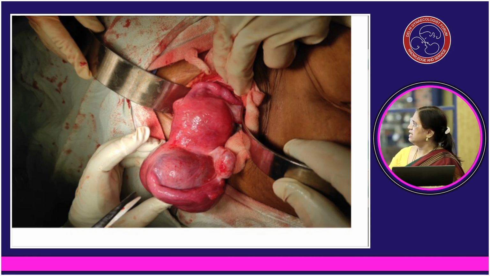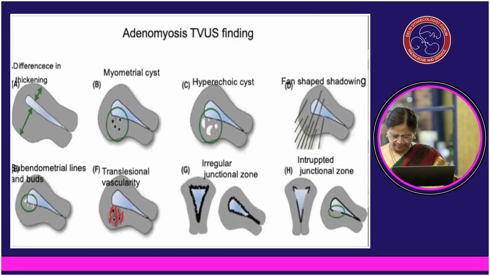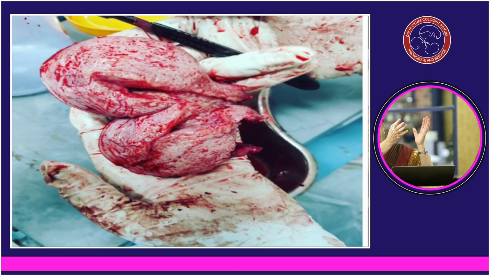And in F there is translesional vascularity. And in G you can see that there is irregularity in the junctional zone. The junctional zone is the endometrial and myometrial junctional zone. Usually it should be regular, but when you see irregularity, you can think of adenomyosis. And sometimes there may be interruption in the junctional zone. Can you see the thickening of the myometrium? The junctional zone is also irregular and the lower part is thick. This is very interesting. When you know the things, you can correlate them. But I was not thinking of adenomyosis, so I was not able to correlate my findings with the specimen.